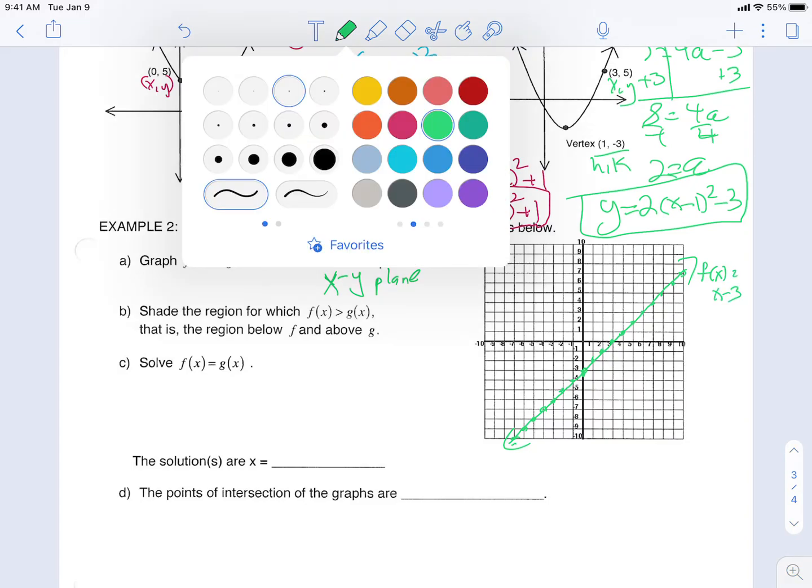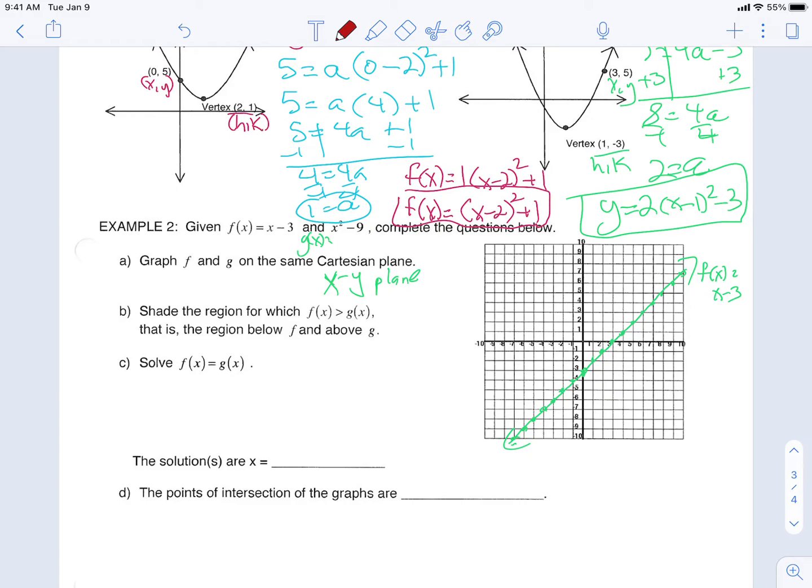So I'll do the other one in maroon here. So x squared minus 9. So negative 9 is my y-intercept. x squared, there's a pattern that these follow: over 1, up 1, over 1, up 3, over 1, up 5.